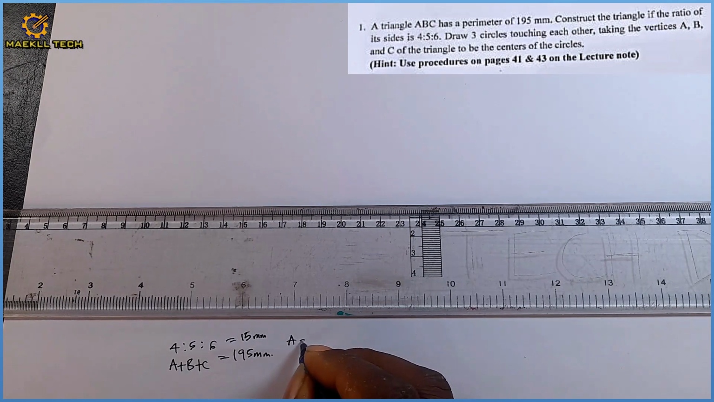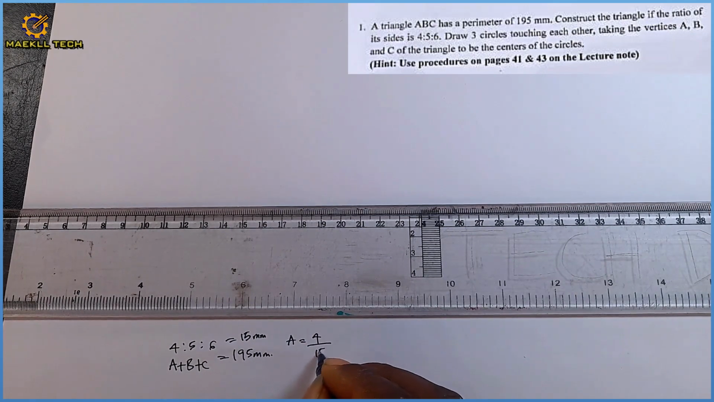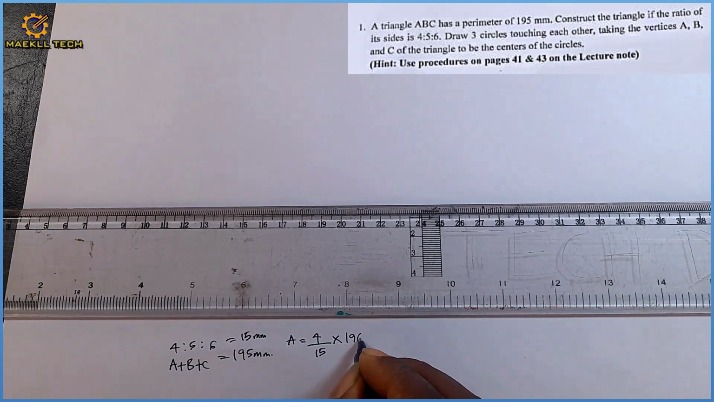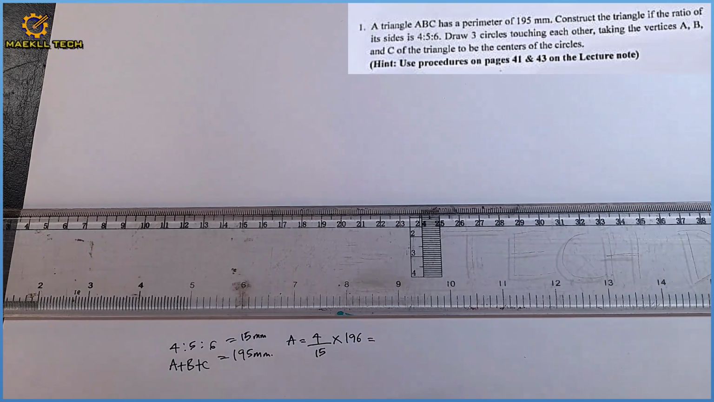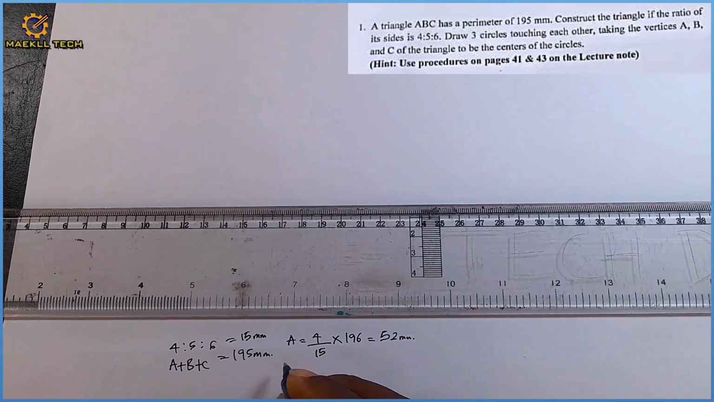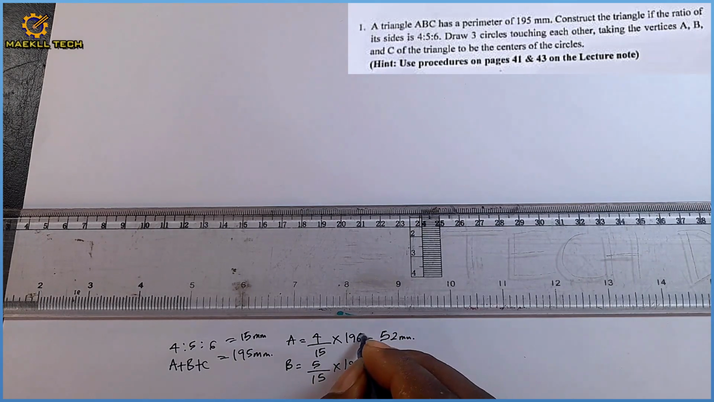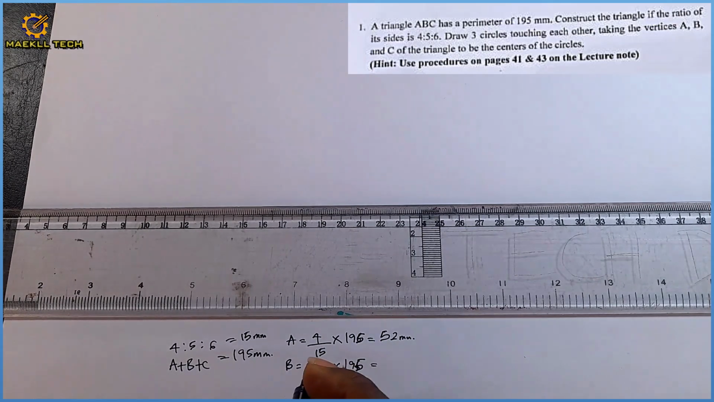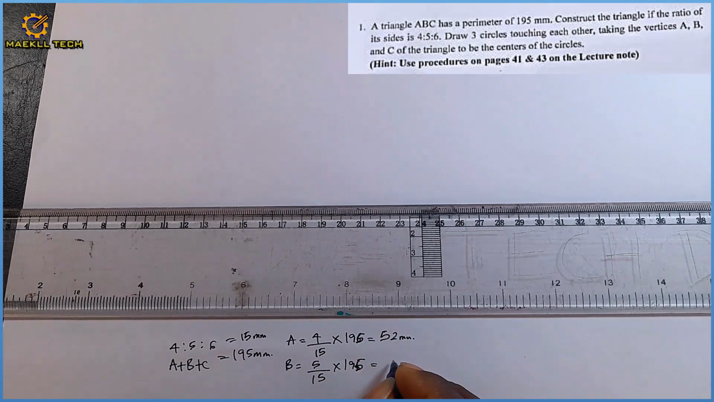So to get the length of each side, for our A, it is going to be 4/15 times 195. So my answer approximately is going to be 52 mm. For B, it will be 5/15 times 195 mm. So my answer is going to be approximately 65 mm.